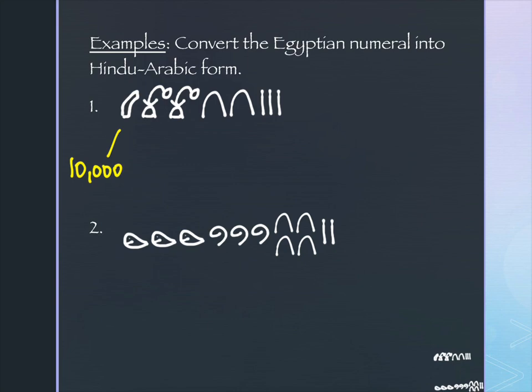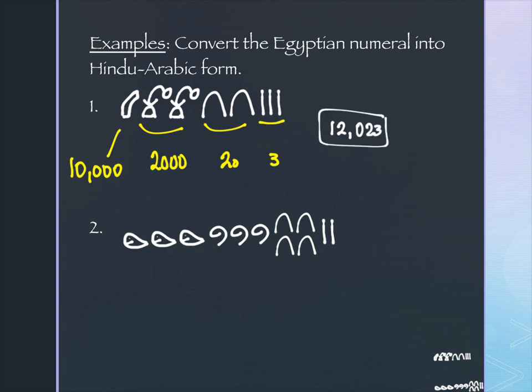The lotus flower, how much is a lotus flower worth? It's worth 1,000, and there's 2 of them, so you think it's probably worth 2,000. You got it. So this one's 2,000. How much is heel bone worth? It's worth 10, and there's 2 of them, so it's actually 20. And then I have 3 strokes, so I have 3. And then I put them all together, right? So this is 10,000 and 2,000. That's 12,000. And then 23. Is that good? Okay.